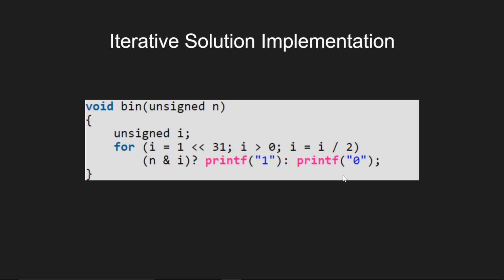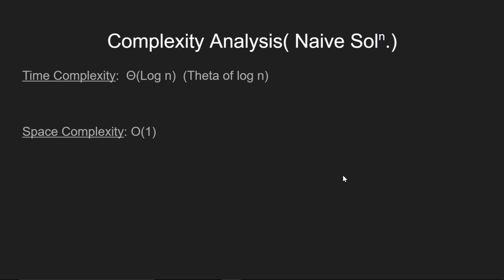Here it is assumed that we are dealing with 32-bit integers only, although the concept may be extended to any number of bits. The complexity analysis of this approach is as follows. Since we check and iterate for each and every bit in the given integer n, the time complexity for this algorithm is theta of log n. And since our space remains constant throughout, the space complexity is big O of 1.